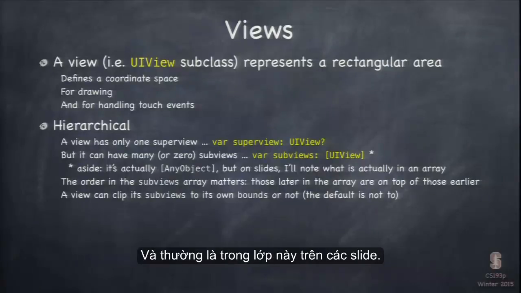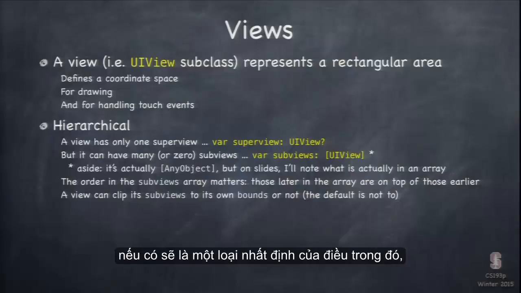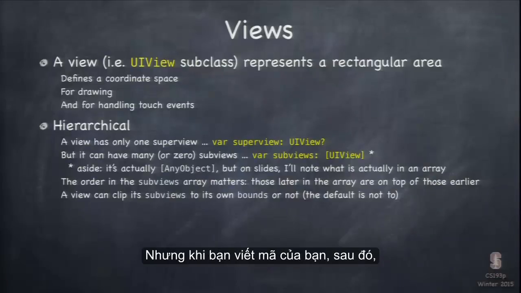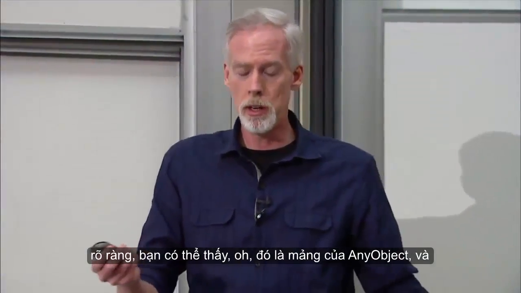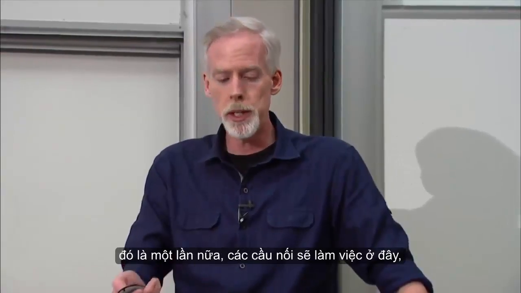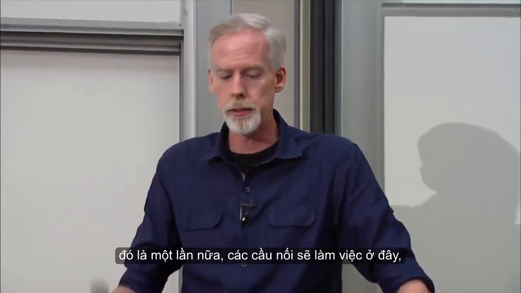Okay? And usually in this class on the slides, if something's an array of AnyObject, if there's going to be a certain kind of thing in there, I'll say array of the certain kind of thing. But when you write your code, then obviously you might see, oh, that's array of AnyObject. And that's, again, the bridging will work here automatically, so there's no worries there.